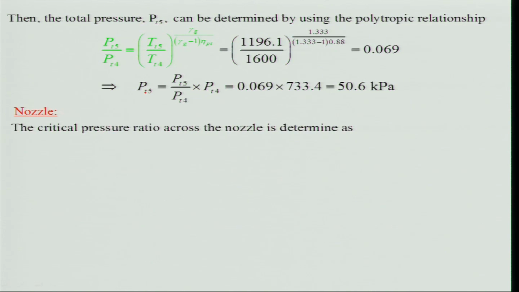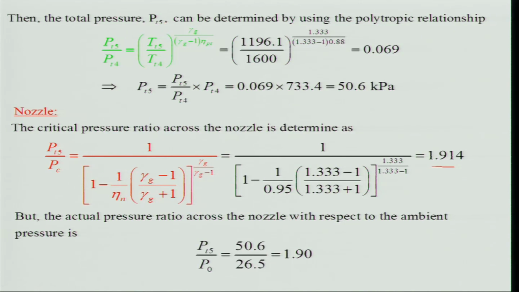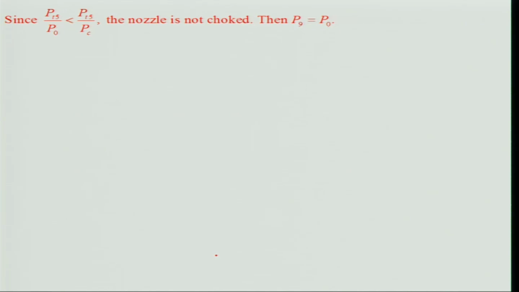Now for the nozzle we need to determine the critical pressure ratio across the nozzle, and we will do a similar thing. We find it happens to be 1.914, and keep in mind here we have to use gamma g because it is hot. In the case of the fan we will be using gamma a, that is 1.4. The actual pressure ratio across the nozzle will be Pt5 by P naught, which is 1.9. This ratio is less than the critical pressure ratio, though very little, so it will be almost critical. One has to be a little careful, because the situation can change, but in this case we will consider that the nozzle is not choked because Pt5 by P naught is less than Pt5 by Pc. If it is not choked, P9 is equal to P naught, that means the nozzle is fully expanded.